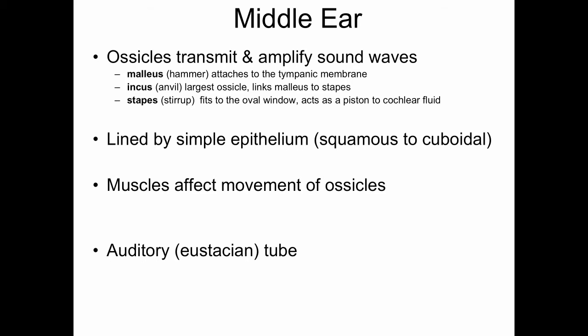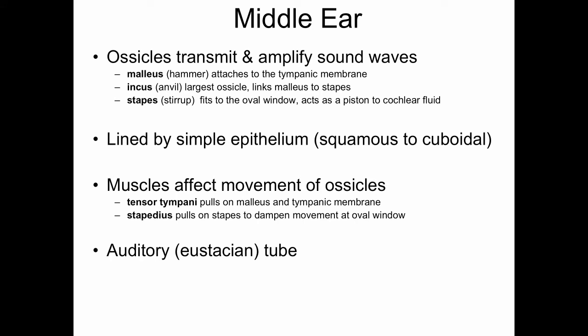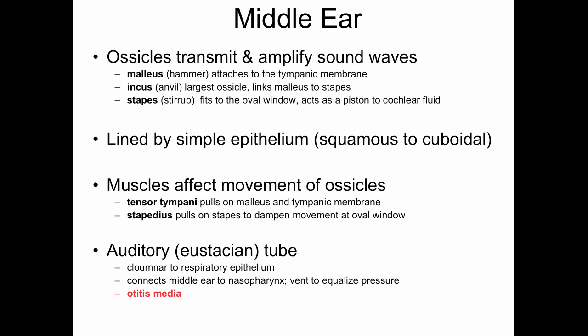in the middle ear that affect the movement of the ossicles. The tensor tympani pulls on the malleus and the tympanic membrane, and the stapedius muscle pulls on the stapes, and that dampens the movement of the oval window. These muscles are actually skeletal muscle, although we don't really have voluntary control of them, and that's a little bit unusual for skeletal muscle. And then, of course, the auditory tube, or the eustachian tube. This is lined by a columnar epithelium. It's essentially a respiratory epithelium.